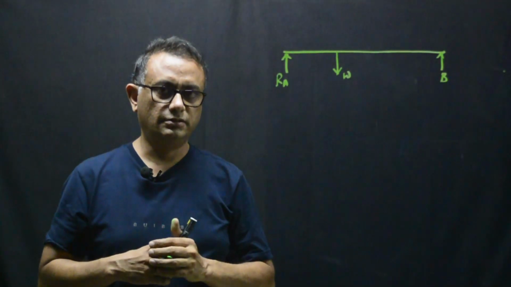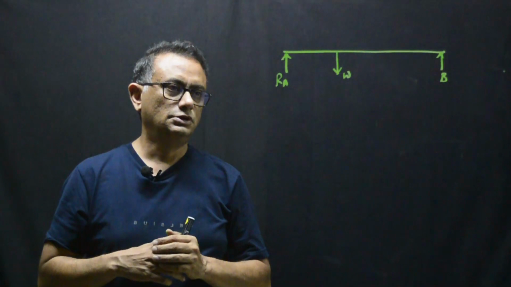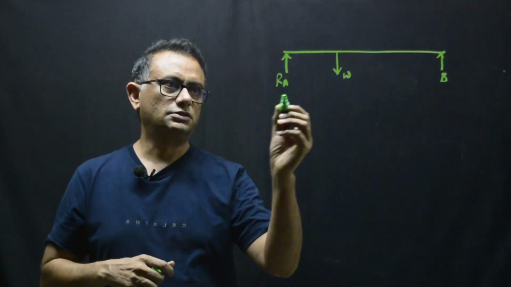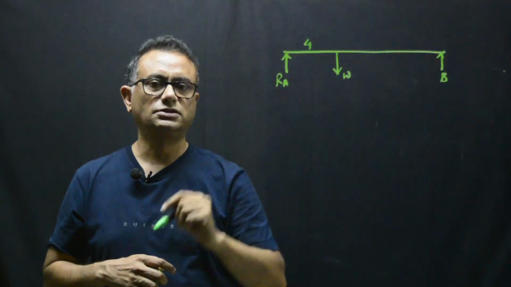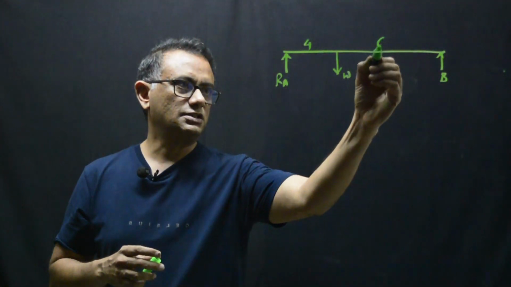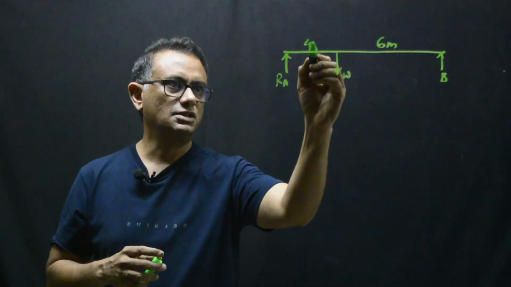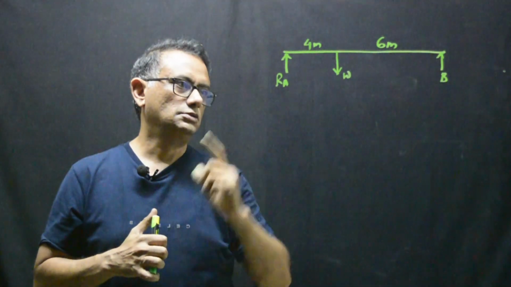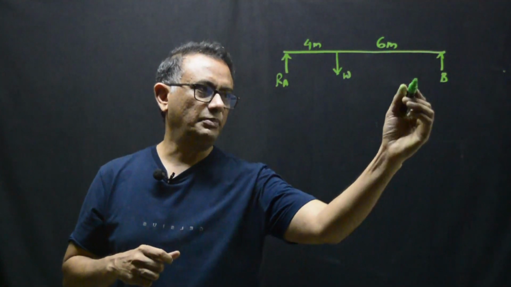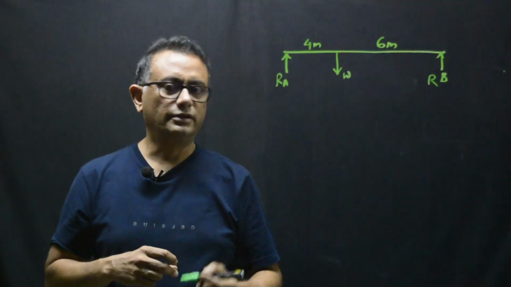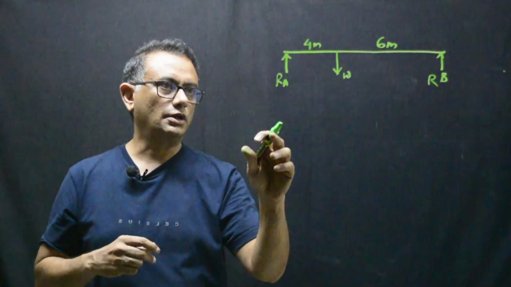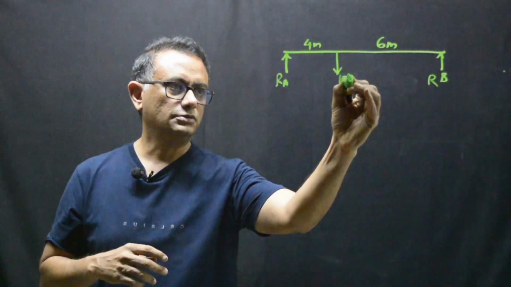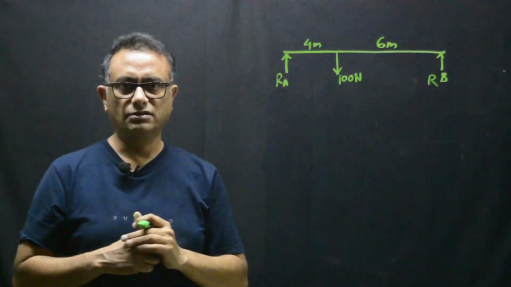So in the numerical that was shown to you, it said that the weight of the beam is acting at a point which is 4 meters from one edge, and the beam is given as 6 meters. It is supported on both the ends, and we are asked to find out the reaction at A and reaction at B. The weight of the beam which is acting is given as 100 Newton. Basically, this will be the way we represent it.